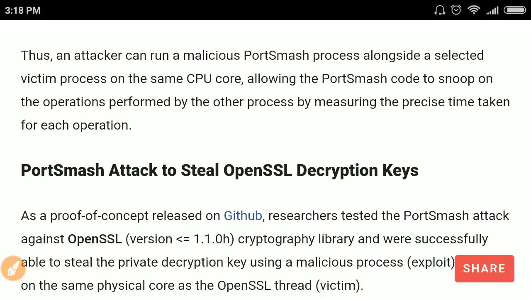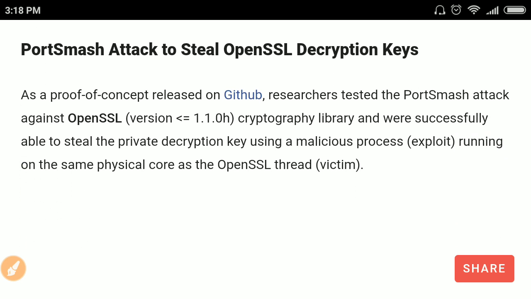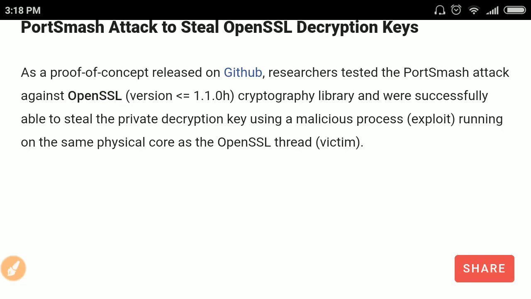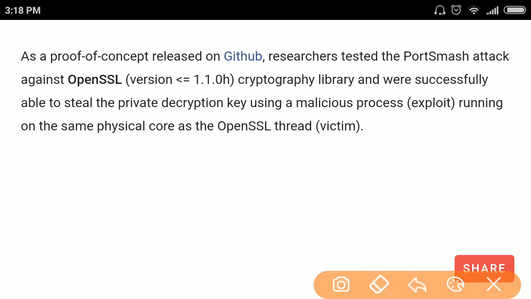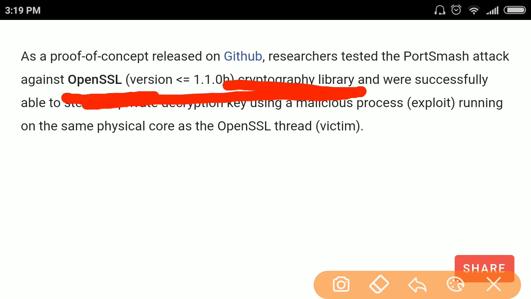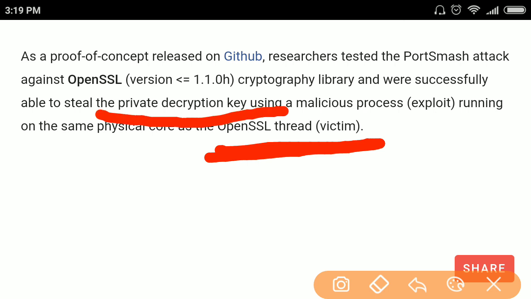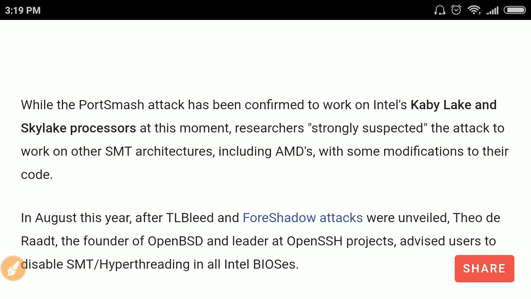They say that they have published a POC, or proof of concept, on GitHub about this vulnerability, the PortSmash attack, and they targeted the cryptographic library OpenSSL 1.1. They use this library in their proof of concept, and they steal the private decryption key of this OpenSSL library. So this OpenSSL library was run in the same physical core as one thread, and the other thread was the malicious one, which leaked the private decryption key of the OpenSSL thread.